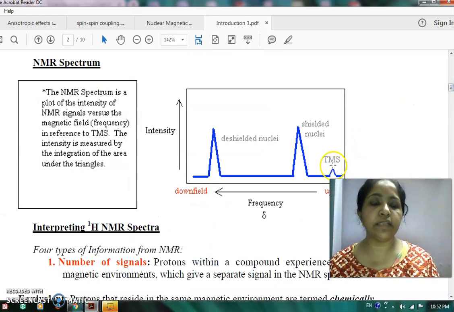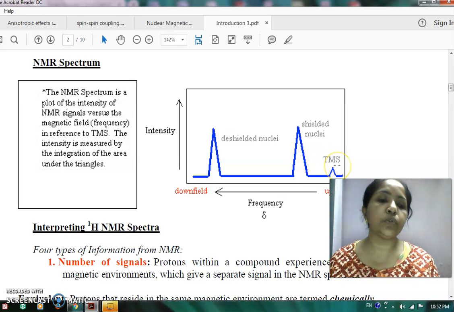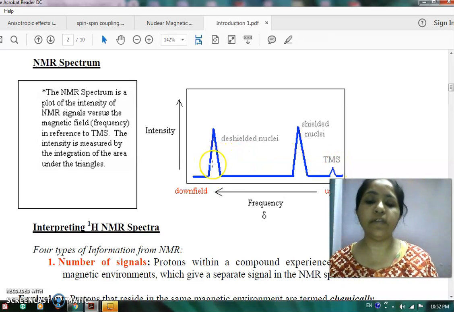Here we see this is the TMS, and accordingly we have found two different peaks. This one is quite close to TMS and this one is quite far from TMS. Now what do we see next? This is intensity, meaning the height of the peak will tell you the number of hydrogens involved here, and this is delta. Delta is the frequency. It is 0 and it increases as we go to the left hand side.